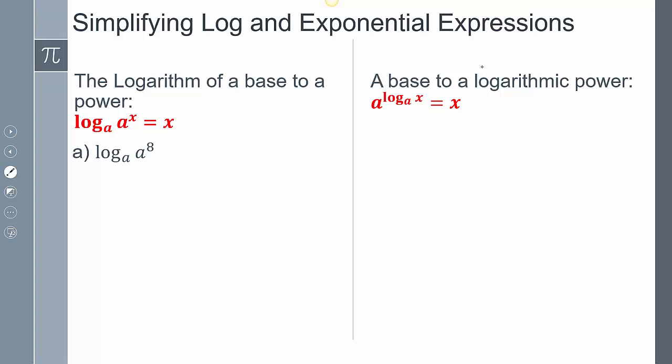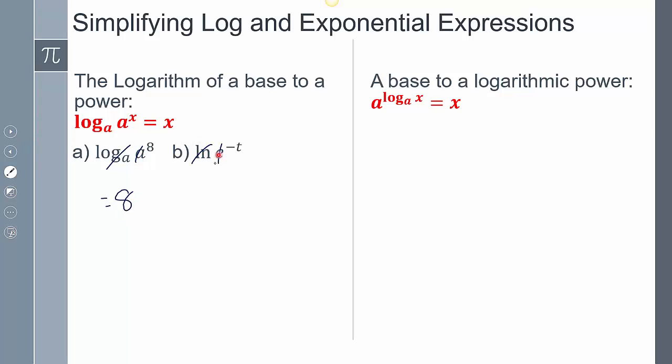Now we're trying to simplify logs and exponential expressions. Previously in the past lesson, I did this manipulation, but I didn't formally define it. Now I'm formally defining it. If you have log base a of a to the x power, they're going to cancel out and you're left with x. So in this one, log base a of a to the 8, that cancels out, I'm left with 8.